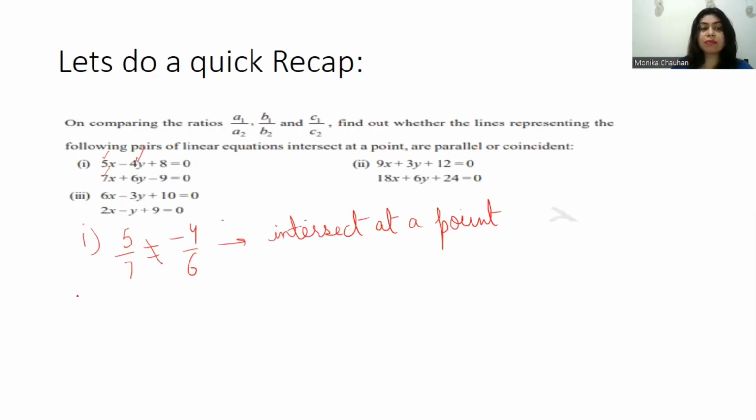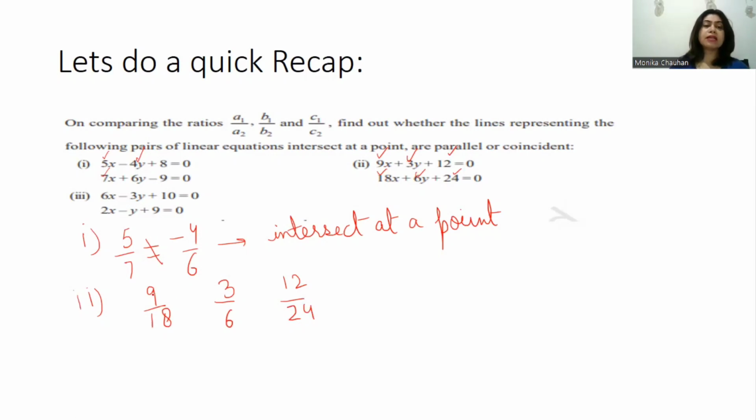Now next, second part. In the second part, again, you need to find your a1 upon a2, which is the coefficient of x, 9 upon 18. After that, we have y. Coefficients are 3 and 6. So the ratio is 3 upon 6. Then we have our constant term, which is c1 upon c2, 12 and 24. So do you think all these three ratios are equal?